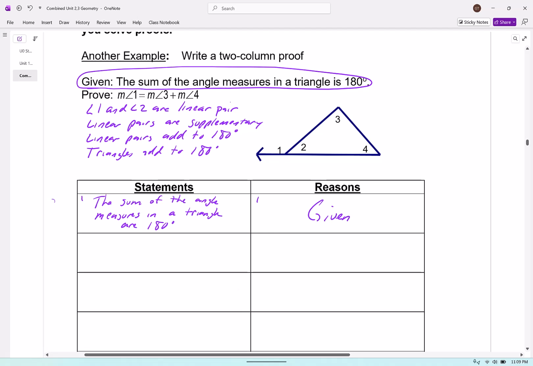And I'm trying to prove that the measure of angle 1 equals the measure of angle 3 plus the measure of angle 4. So I'm trying to say that angle 1 equals angle 3 and angle 4. We want to be able to reason our way to that conclusion, so let's see if we can figure out how those things are related.